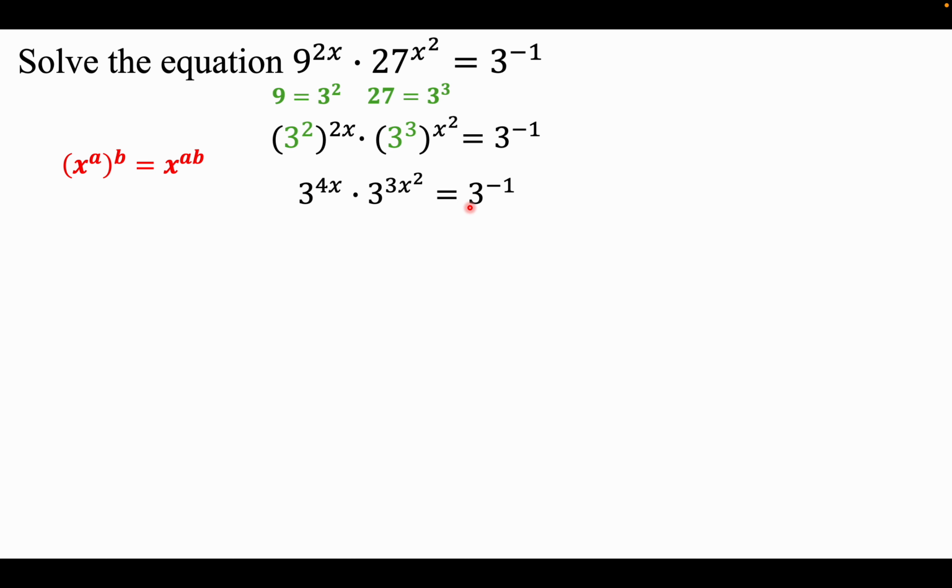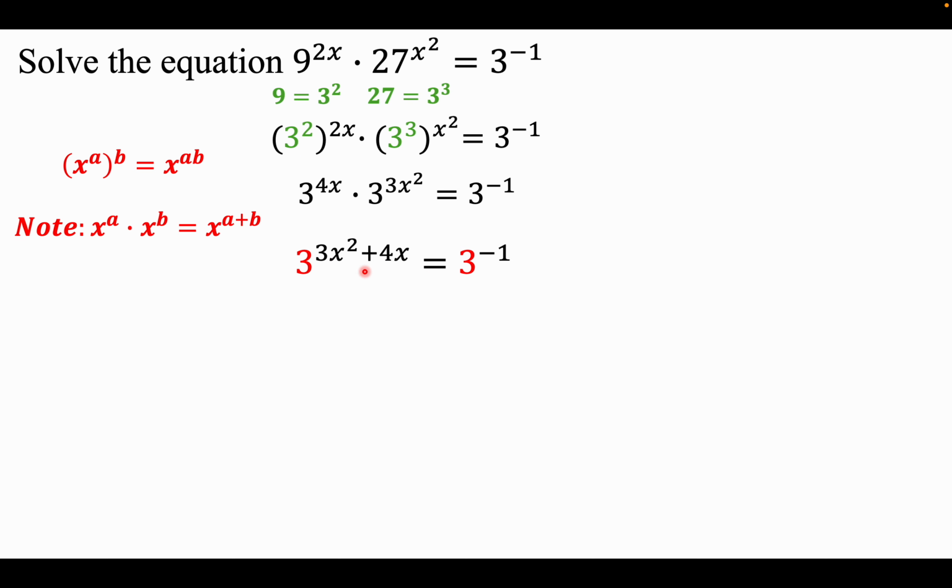They all have the same base. But then I have a product here. Well, there's one more property that we can look at. If you have x to the a times x to the b, where the bases are the same, and you're multiplying, that would be simplified into x to the a plus b. So you add the exponents of each. Well, using this property, this side here could be written as 3 to the 4x plus 3x squared, but I'm going to switch those two around. So it's going to be 3 to the 3x squared plus 4x equals this other side here.